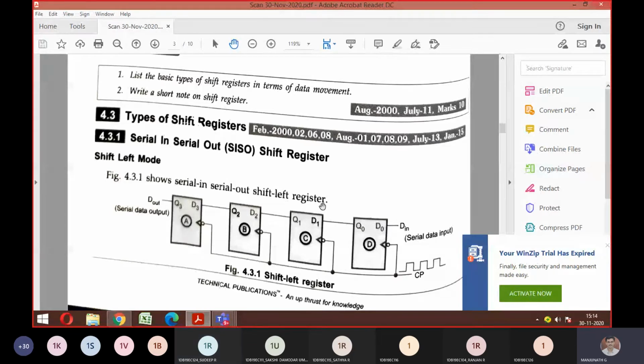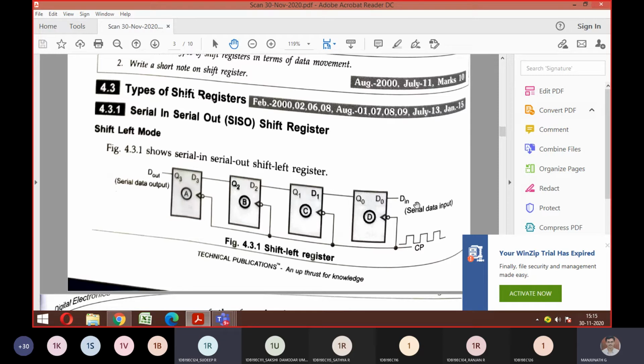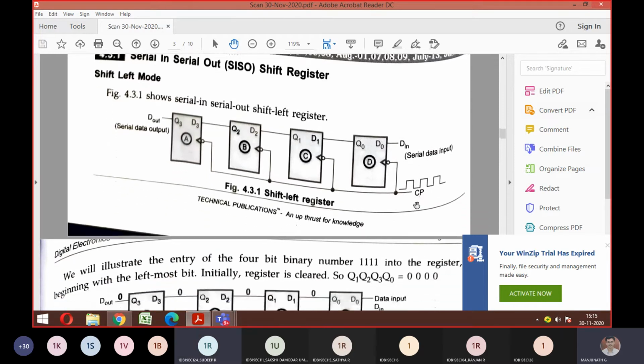What is the change if it is right hand side? D in comes towards the right side. This part, D out, becomes D in, and the clock pulse will come from this end. So you can see D out at this end. So let's go with the first one, the left shift register for your SISO.